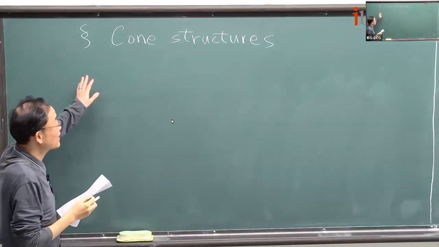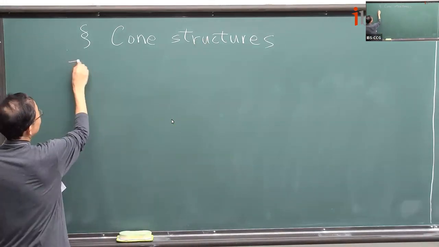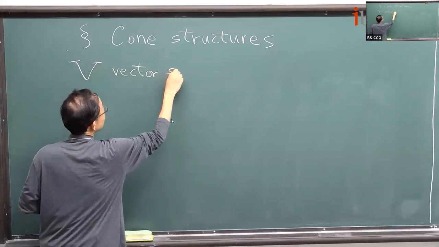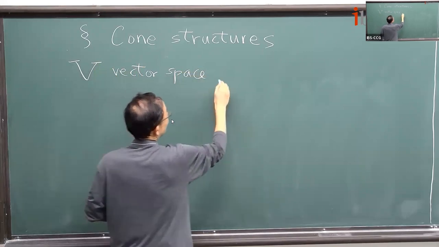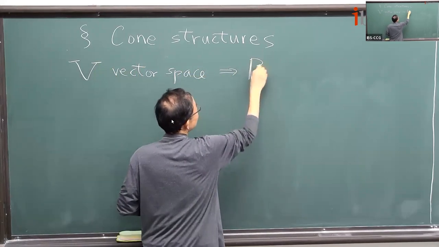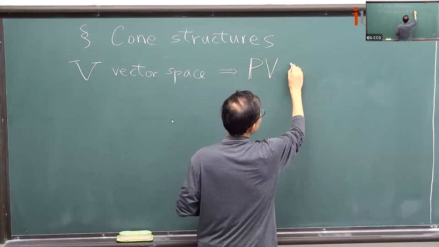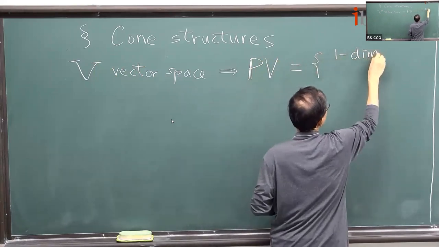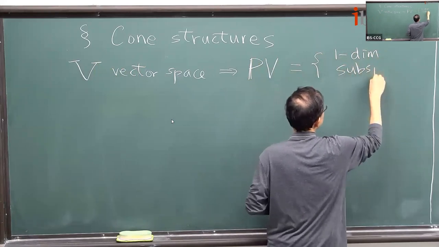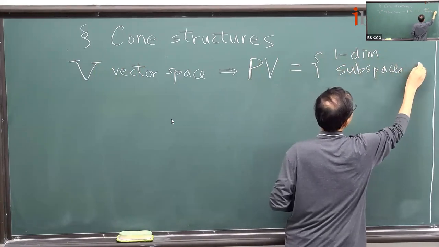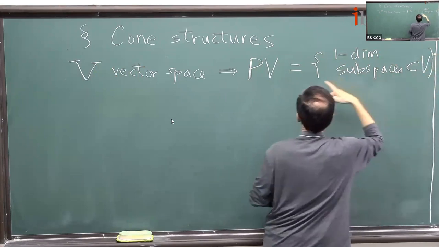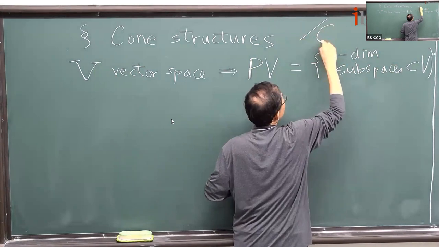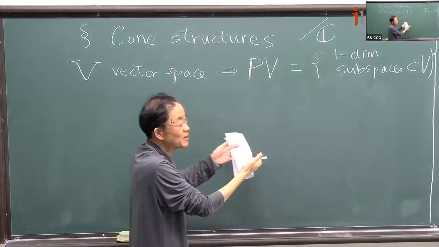First of all, our notation is that if V is a vector space, then PV, the projectivization, is the set of one-dimensional subspaces. By the way, everything we talk about today is over complex numbers. All objects are over complex numbers.